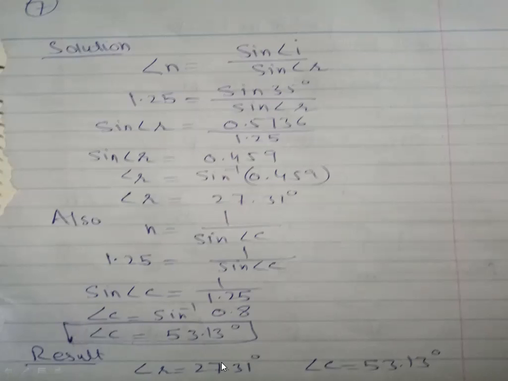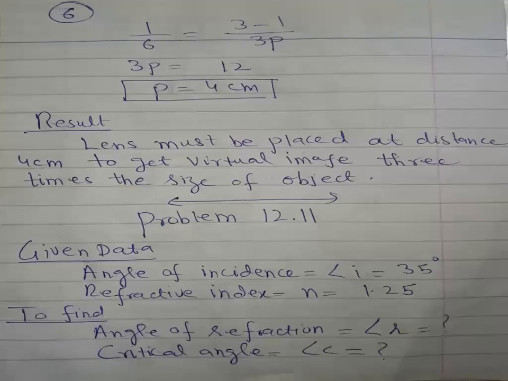So we just found the critical angle is 53.13 degrees and the angle of refraction is 27.31 degrees. These two things were required. I'm repeating 12.11. First of all, I read the statement for you.